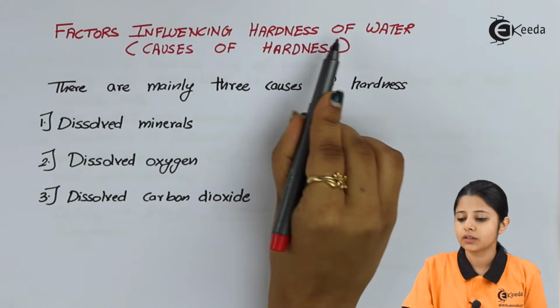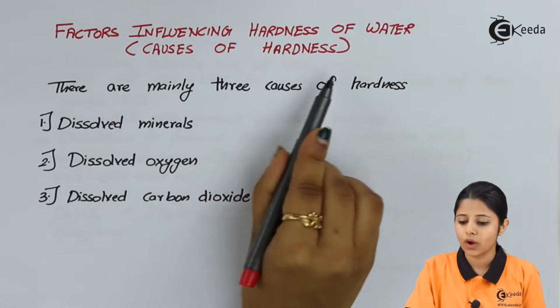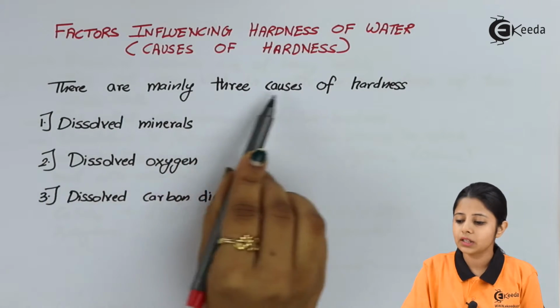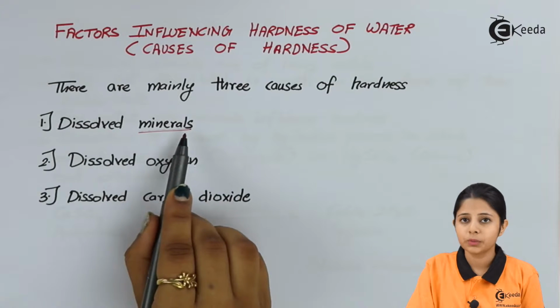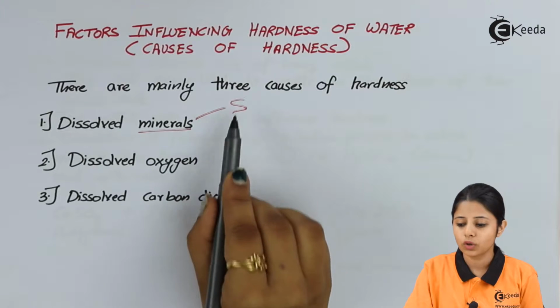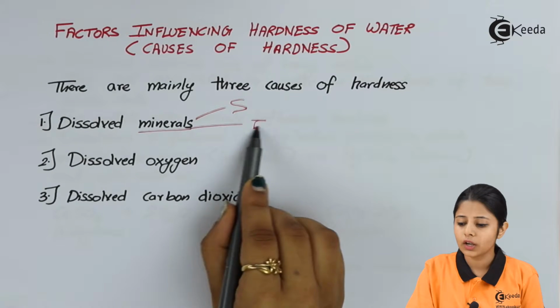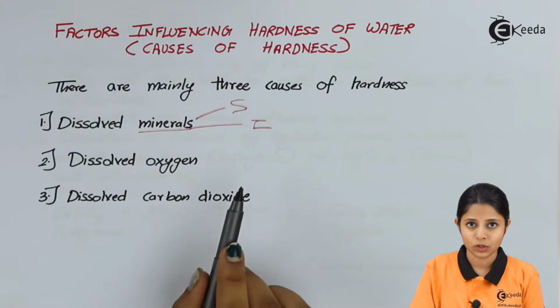Factors influencing hardness of water, or causes of hardness. There are mainly three causes of hardness. The first is dissolved minerals. When we talk about minerals, we talk about all kinds of salts, we talk about all kinds of ions and all kinds of other impurities as well.